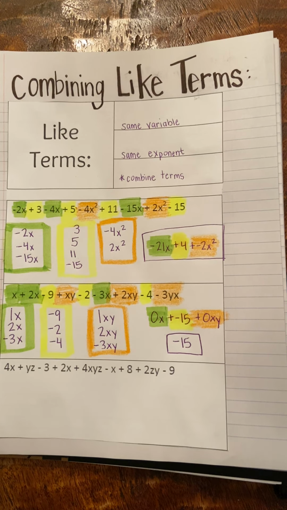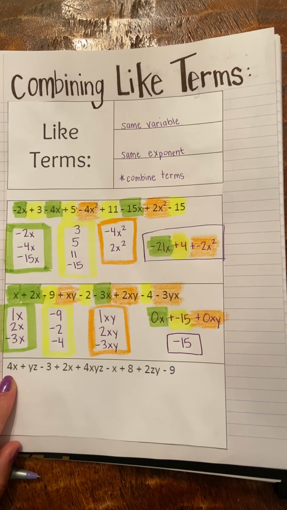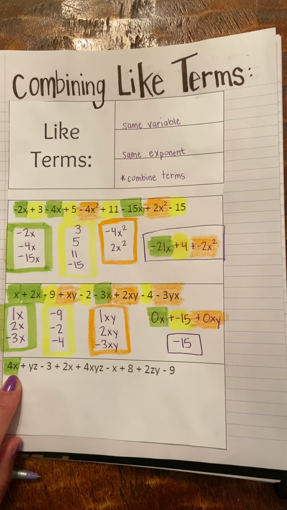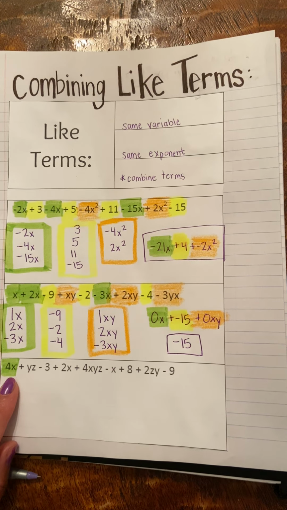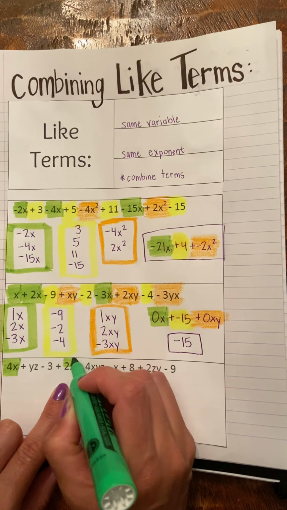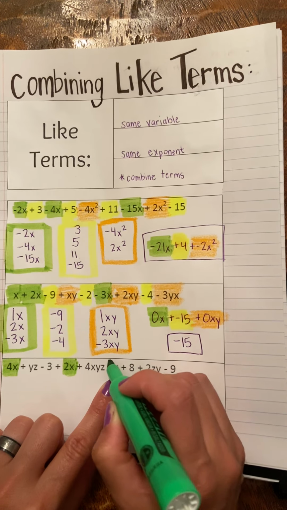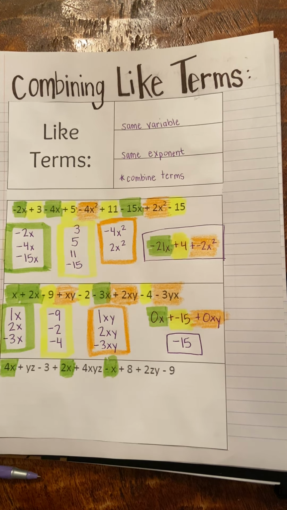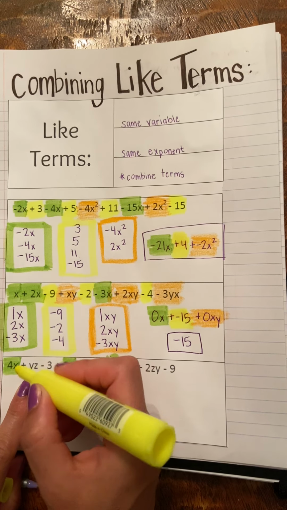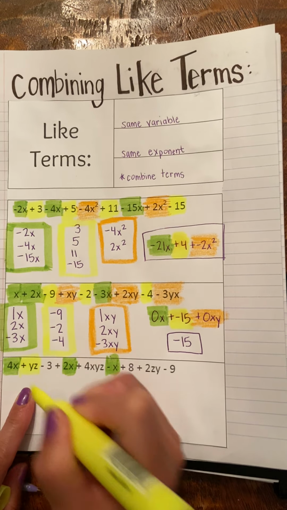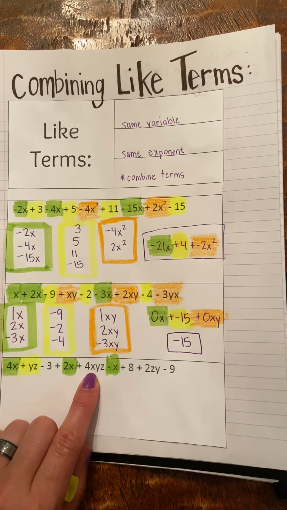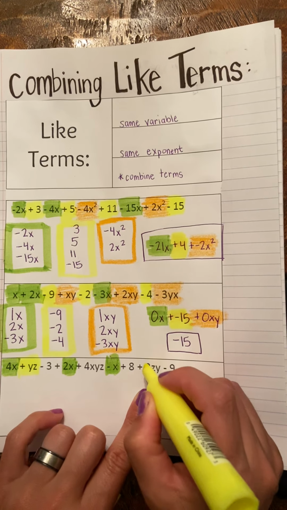All right, I'm gonna walk you through another one. So the first term is 4x. So I'm gonna go through and find all the values with an x and with an exponent of 1. So x to the first power. X to the first power. X to the first power. That's it. Okay. The next term is yz. So I'm going to look for every term that has a y and a z in it. No variable, too many variables, a y and a z. Perfect.